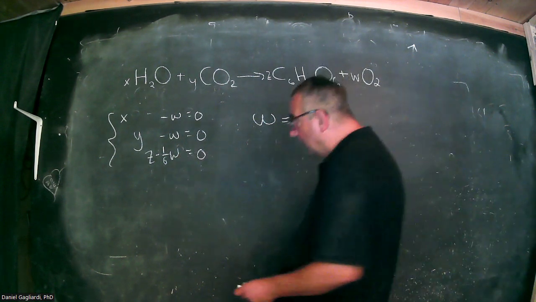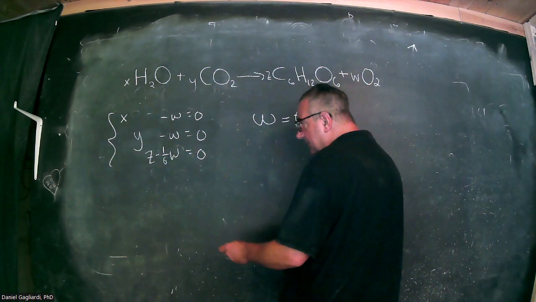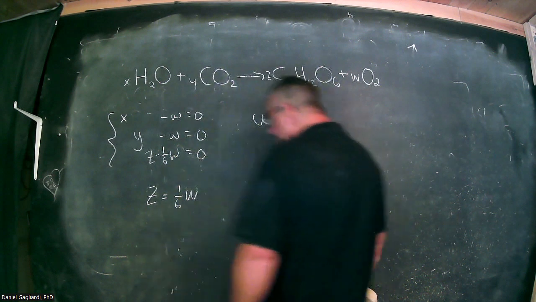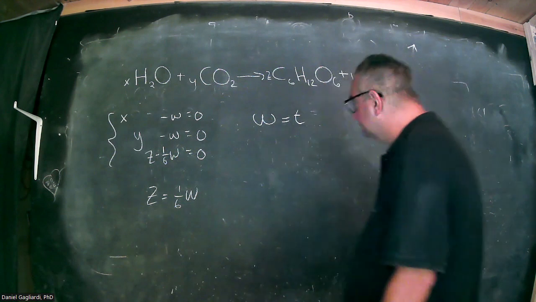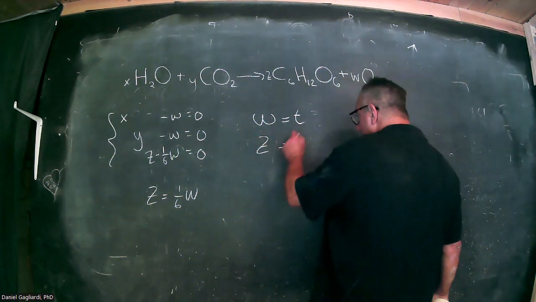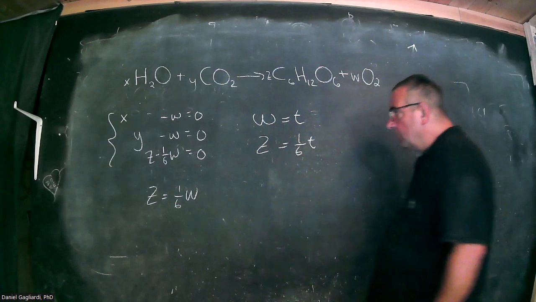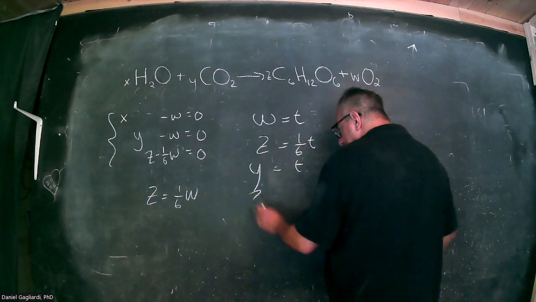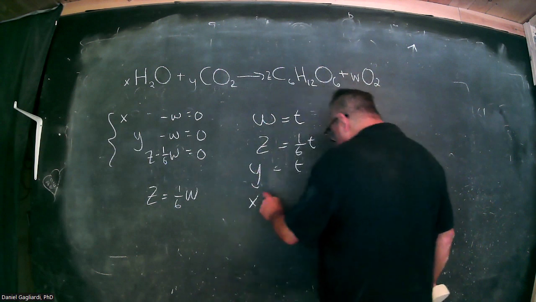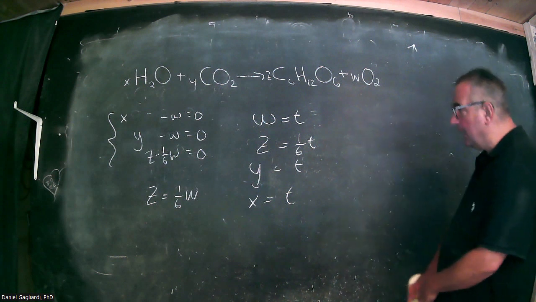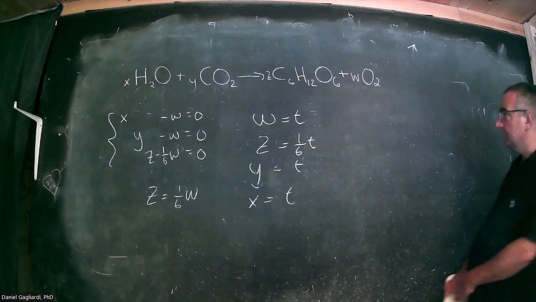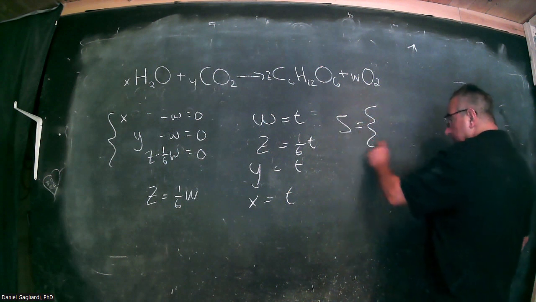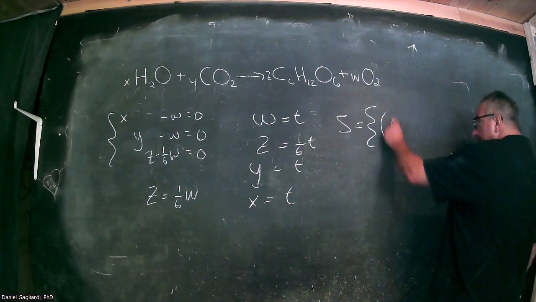Now what do we have for z? Well, we have z minus 1/6 w equals 0. Thus z is equal to 1/6 w, right? Thus we have that z is equal to 1/6 t. Furthermore, we have y is equal to t, and x is equal to t. All right, so we have our provisional solution.